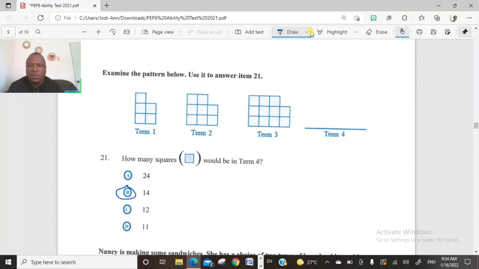Let me change back this to the color red, sorry.